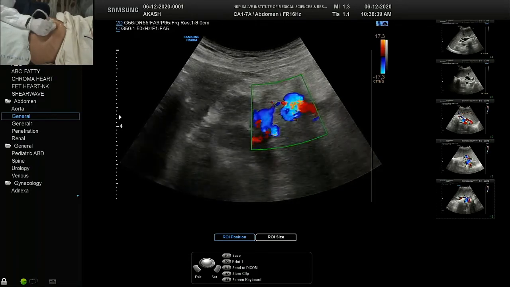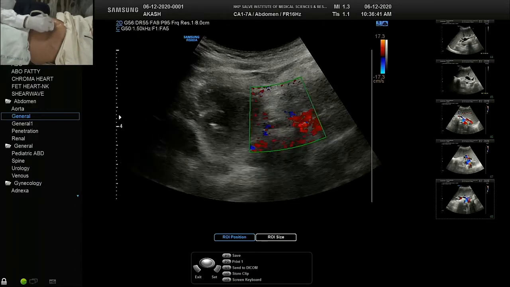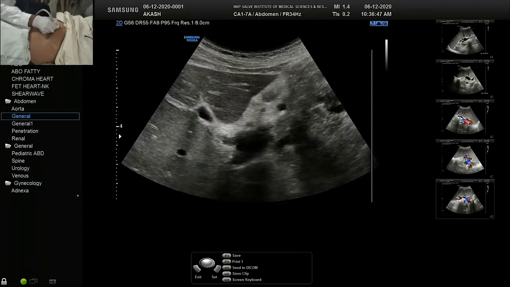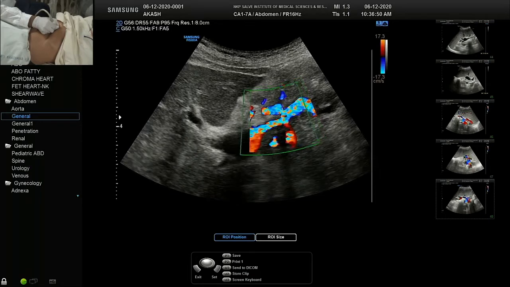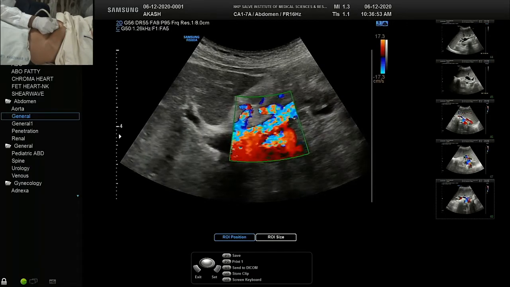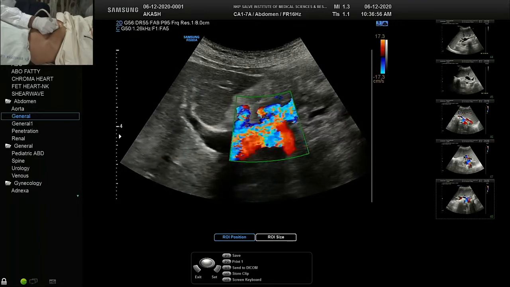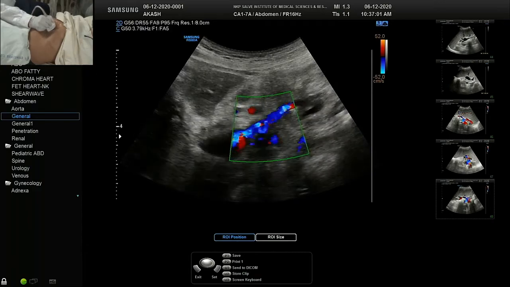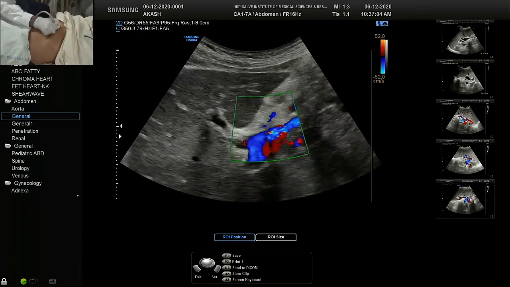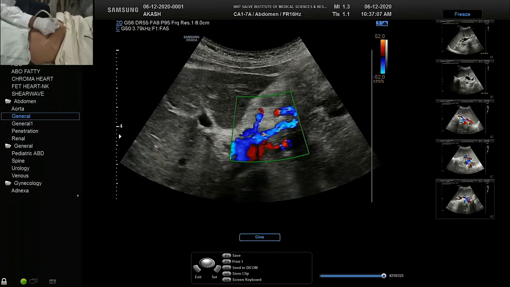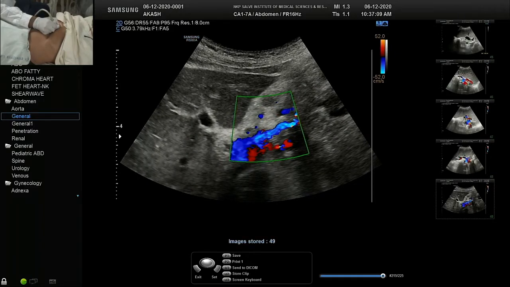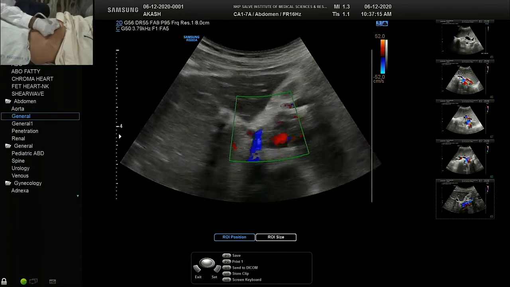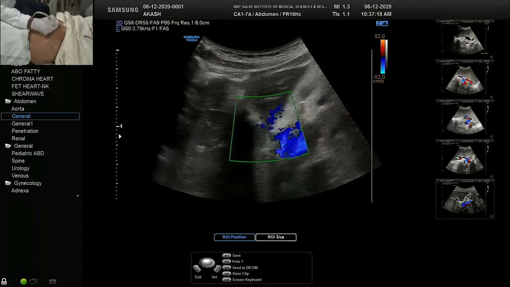Now we'll see our portal vein right from again here. Yes, increase the PRF a bit. So the caliber is reduced. The portal vein shows partial thrombus. What we had seen on B mode, there is partial thrombus here.